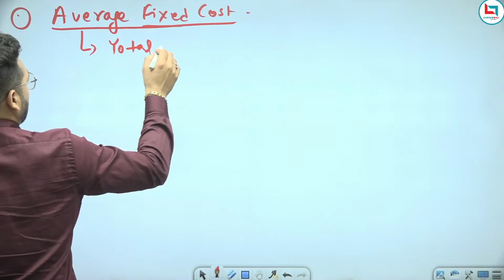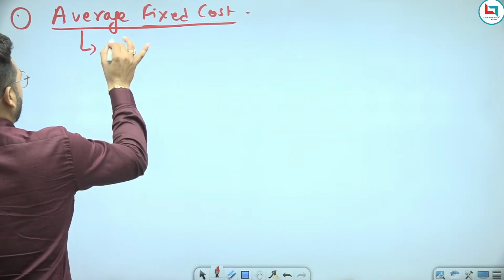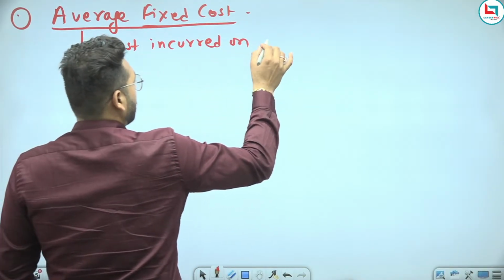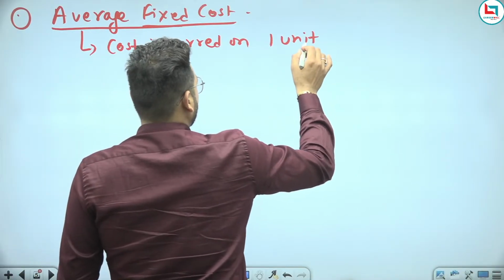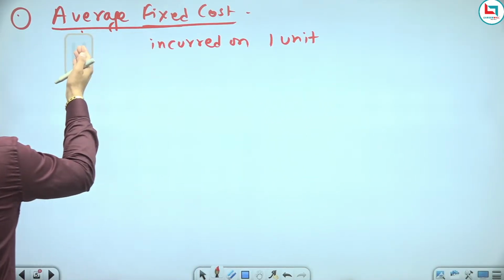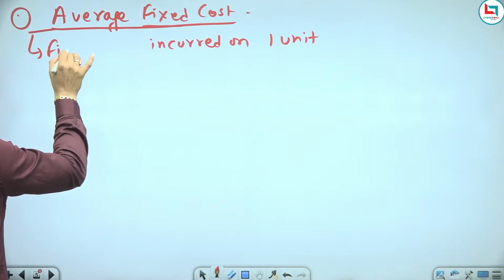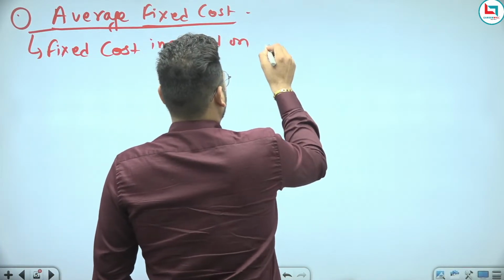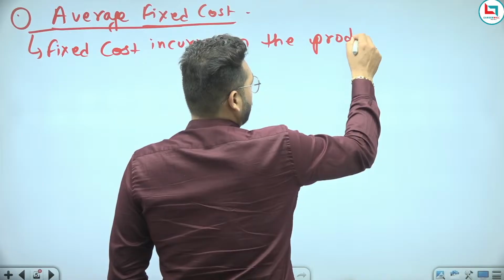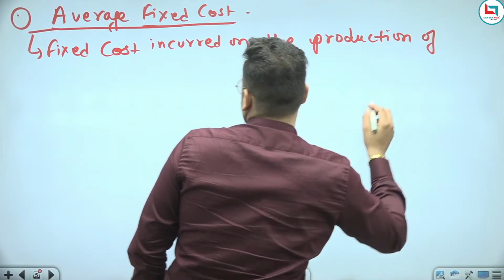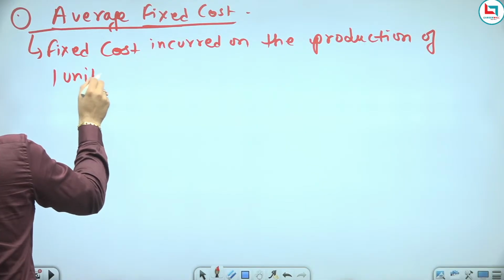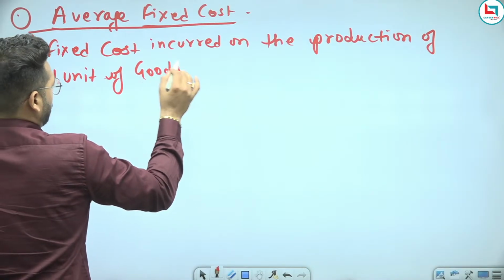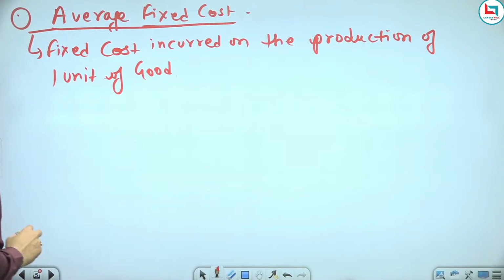Total cost incurred on one unit. Right here, fixed cost incurred on the production of one unit of goods, one unit of good. That is called fixed cost. That is called average fixed cost.